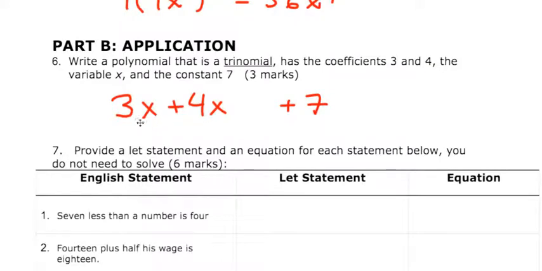But the issue is this is great, kind of. This isn't fully simplified. So if I had this as a polynomial, I'd have 3x plus 4x, I'd put those together and I get 7x.